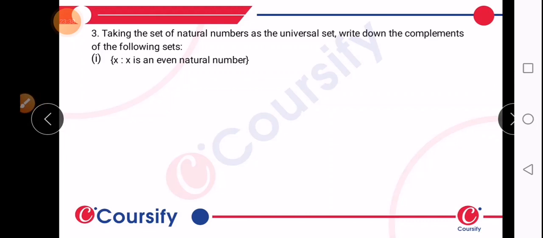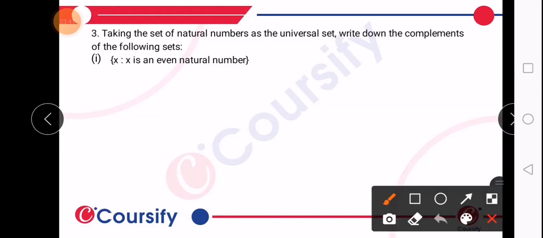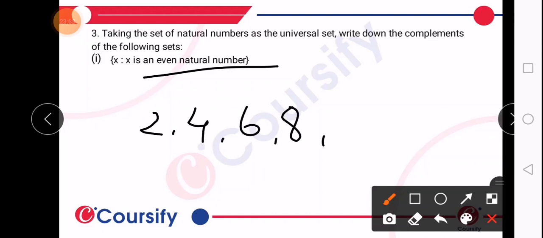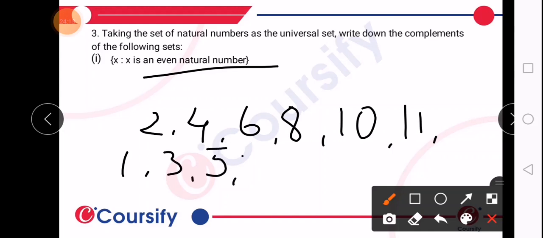X is an even natural number. If X is an even natural number, which means it starts from 2, then it goes with 4, 6, 8, 10, 12, and so on. Now, the complement of an even natural number, in simple words, would be 1, 3, 5, 7, 9, 11, and so on.